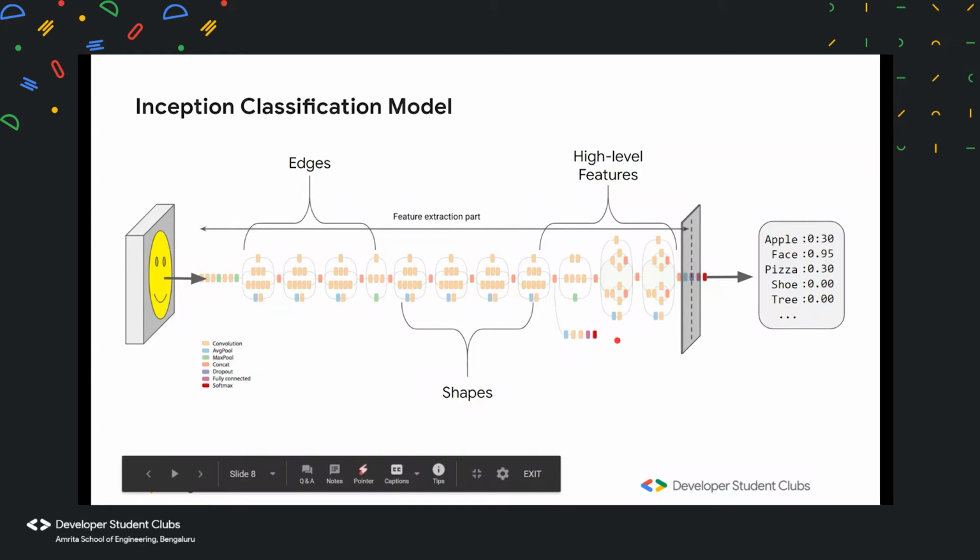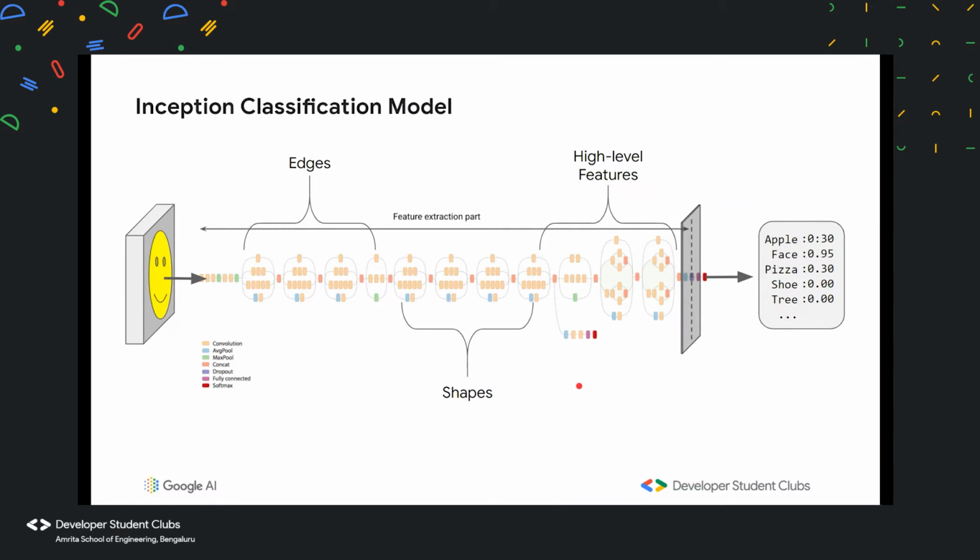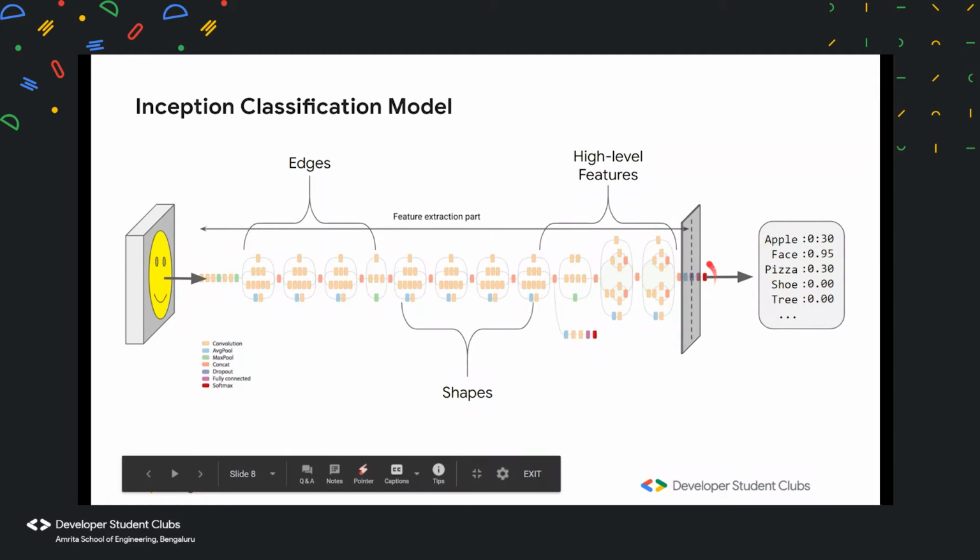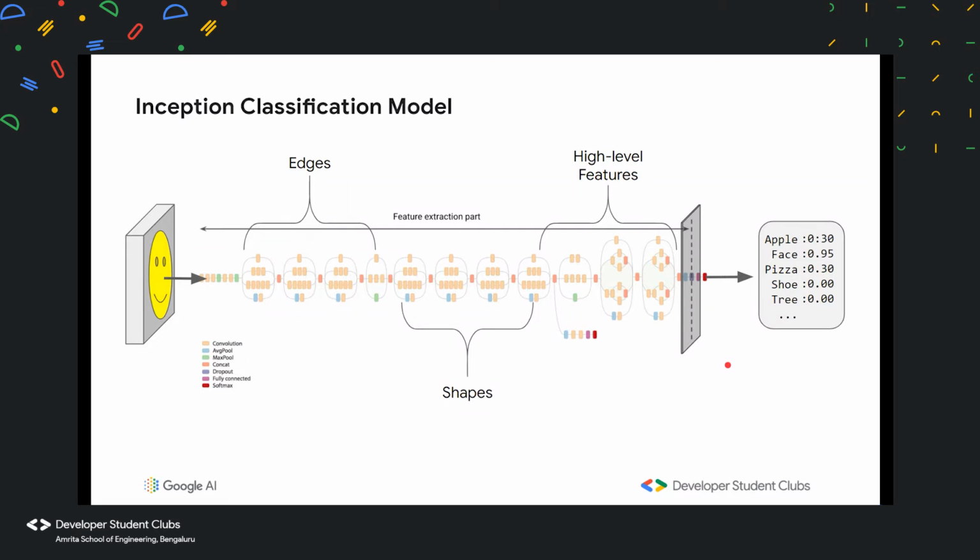And the higher levels are going to predict higher level features. That is, maybe it's putting together the different shapes and predicting that, okay, this looks like an apple or this looks like a pizza. So that's what it does. And now at the end, after passing your image through your Inception model, we have a vector of probabilities of what the important features are, or what the features are that are going to help us in predicting our output.